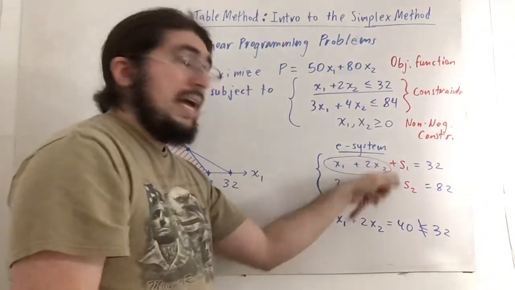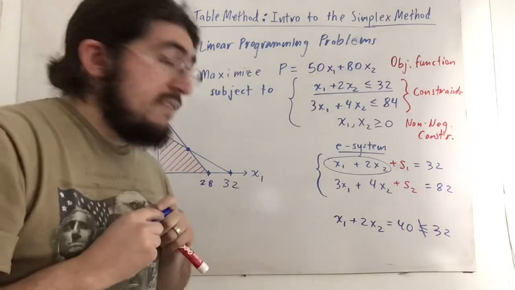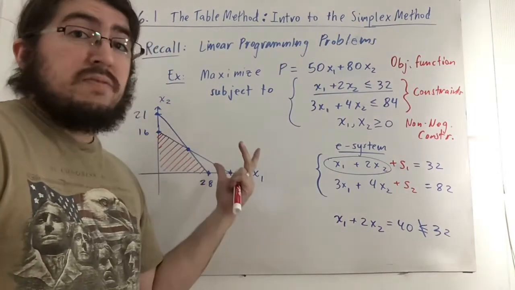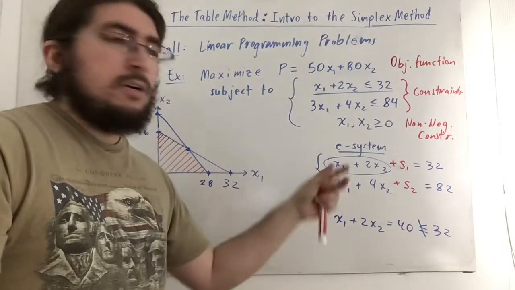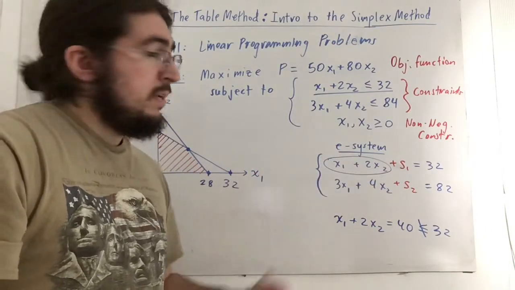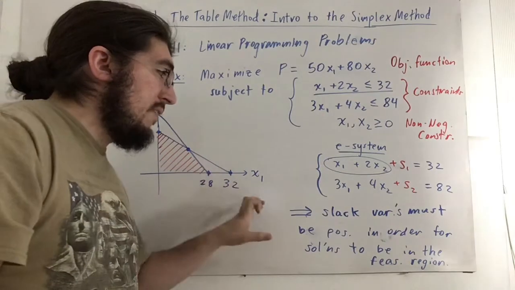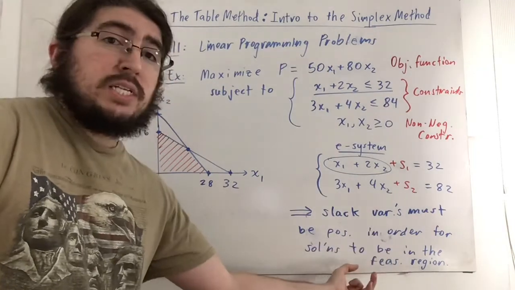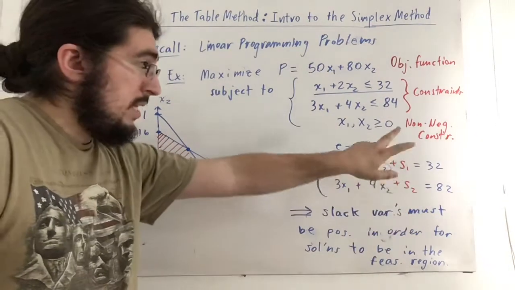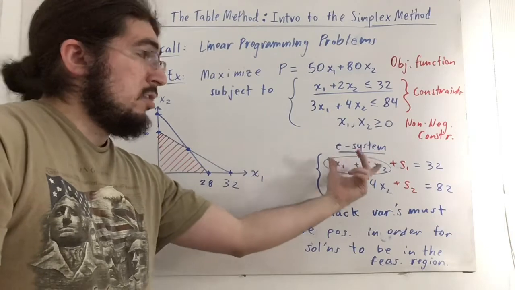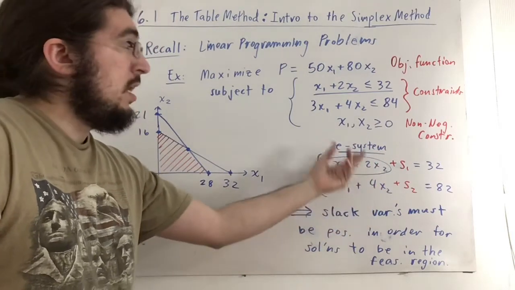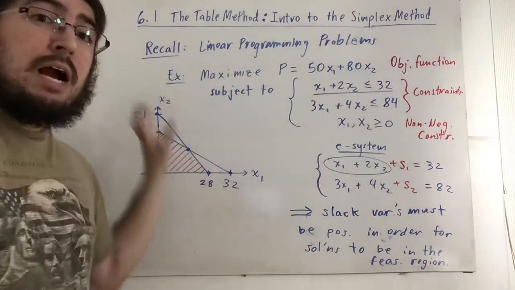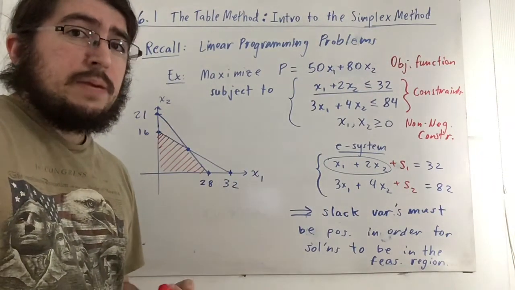So if s1 or s2 are negative numbers, then those x1 and x2 values will be outside of the feasible region. So we only consider s1 and s2 to be positive. An important consequence here is that the slack variables must be positive in order for solutions to be in the feasible region. Otherwise, like we saw earlier, if they were negative, that would imply that the solutions to x1 and x2 in this case would not be less than this number, and the solutions would be outside of the feasible region. So that's something to keep in mind.